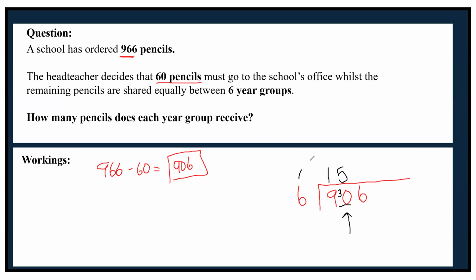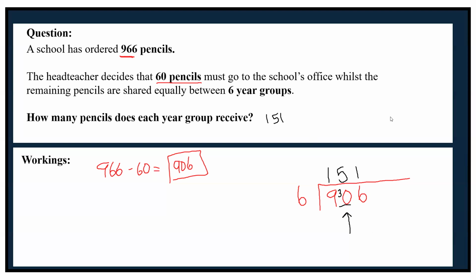And then finally, 6 goes into 6. Well, obviously just once. 6 times 1 is 6. No remainder. As I said, we're not doing remainders today. So we have our answer written on the top there. 151. Therefore, how many pencils does each year group receive? 151.